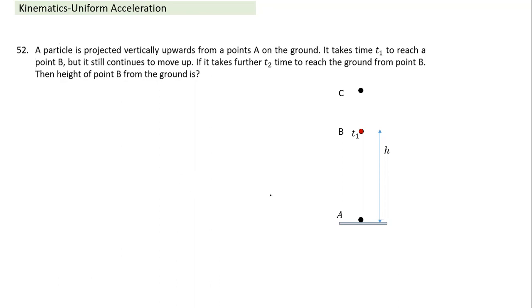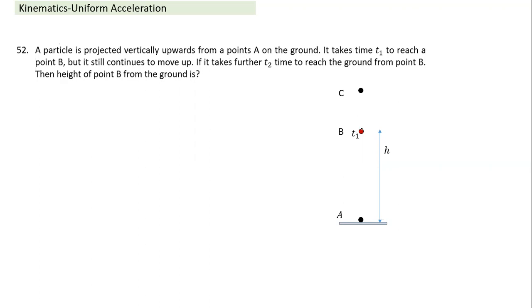A particle is projected vertically upwards from A. In most questions I have drawn a figure. If a figure is not given, you should be able to draw one. It's projected from point A. It takes time t1 to reach a point B. So it reaches point B at time t1.